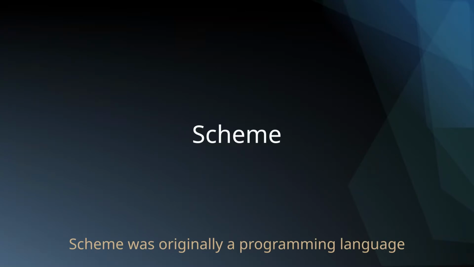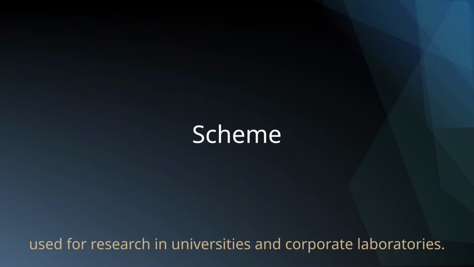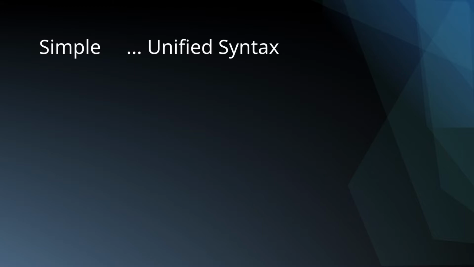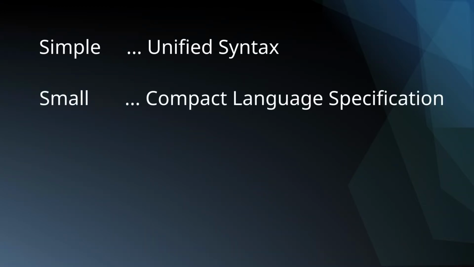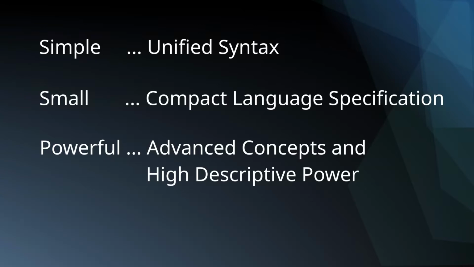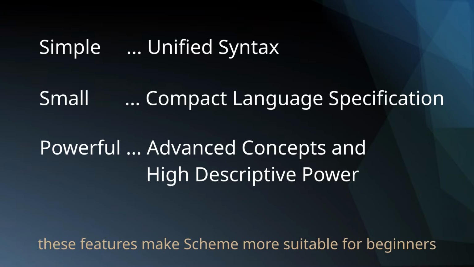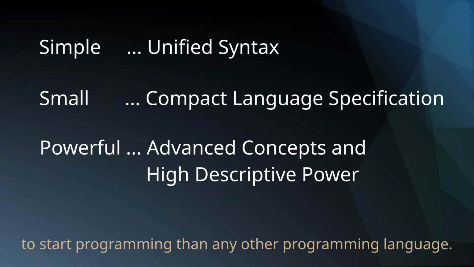Scheme was originally a programming language used for research in universities and corporate laboratories. The most important features of Scheme are: simple, with unified syntax; small, with compact language specification; powerful, with advanced concepts and high descriptive power. It's a secret between you and me, but these features make Scheme more suitable for beginners to start programming than any other programming language.